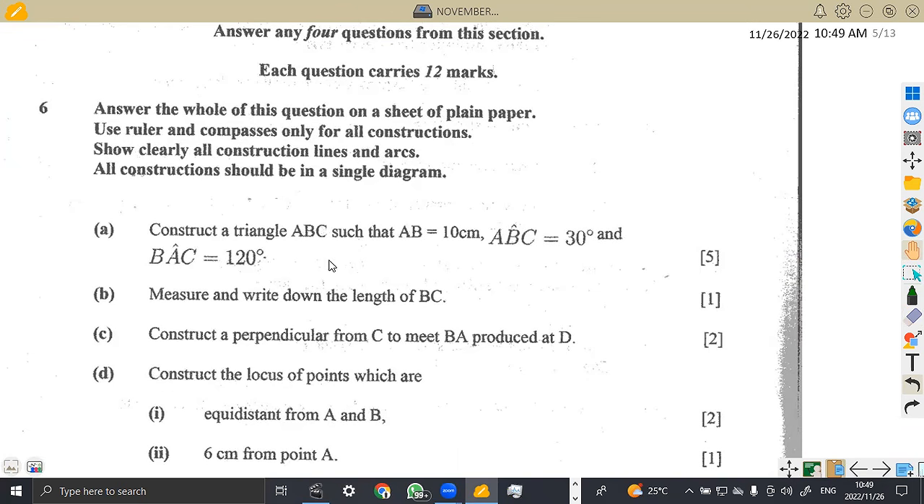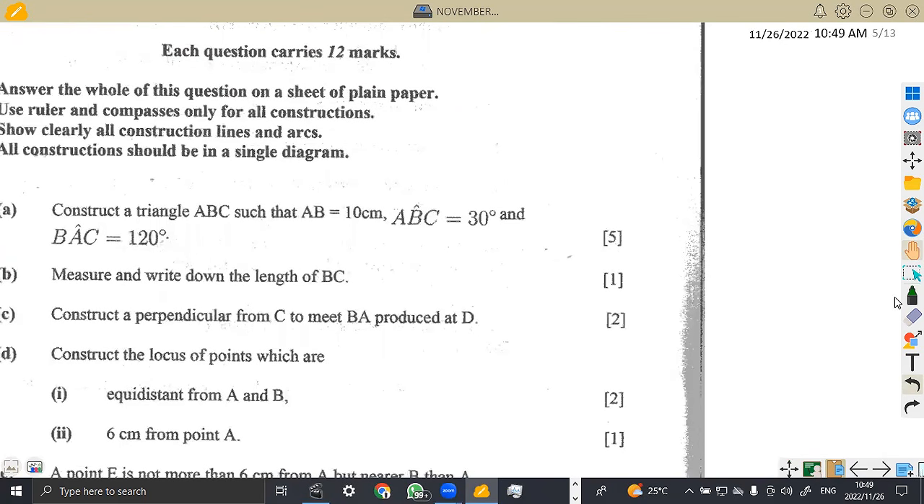We are given: construct triangle ABC so that AB is 10 centimeters, angle ABC is 30 degrees, and angle BAC is 120 degrees. This is just a sketch, guys. We can note that angle B and angle A are on the base, like this. We've got 120, so you just sketch something showing 120. This 120 is at A.